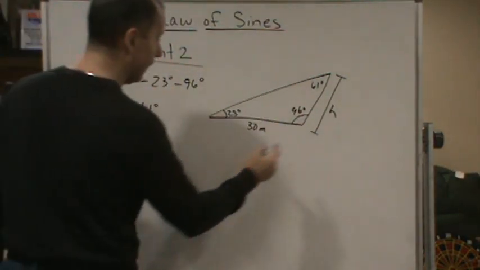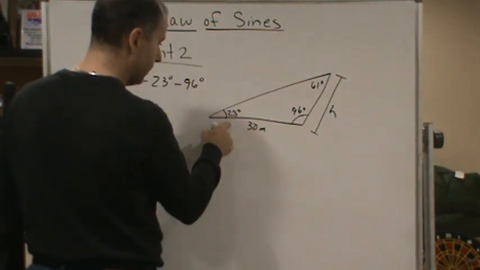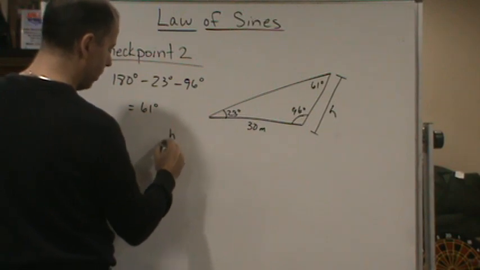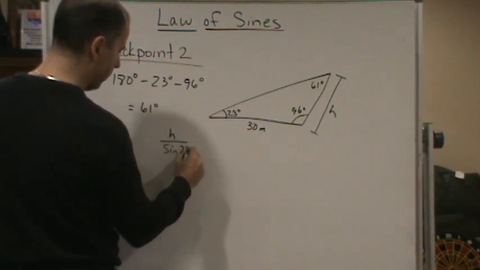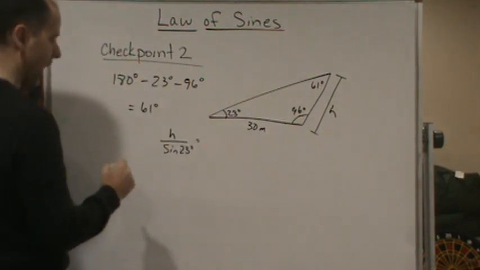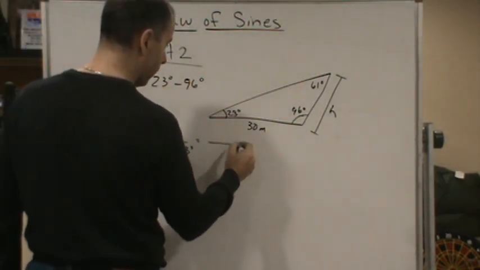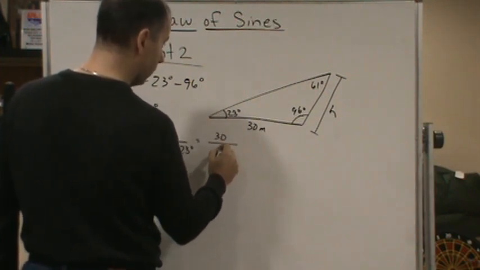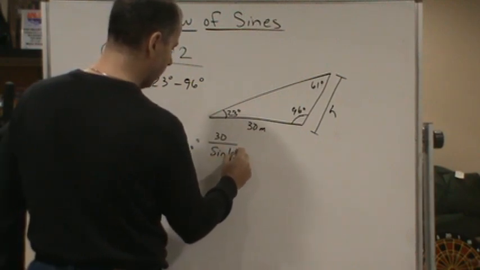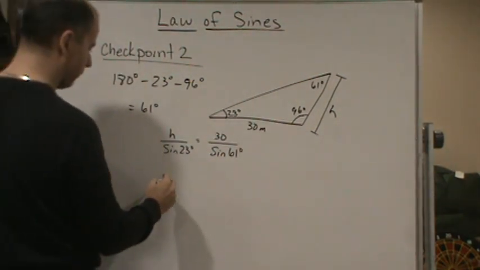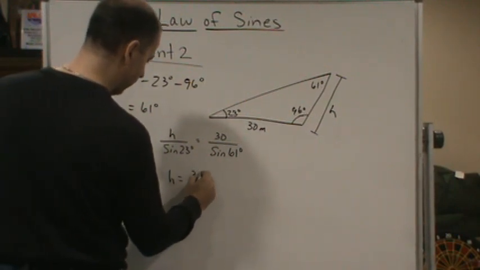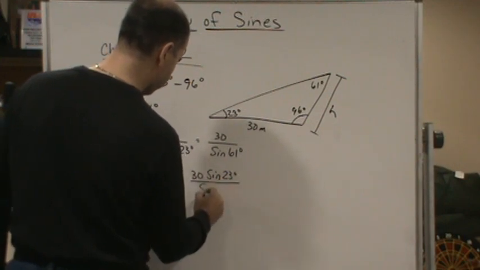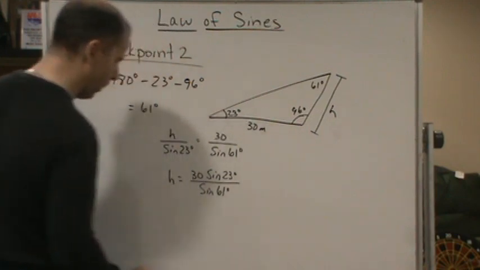And so now we need to find h. H is opposite this 23 degrees here. Okay? So let's do h over sine 23 degrees, and that has to be equal, by the law of sines, to 30 over sine of 61 degrees, right? So now we can solve for h. So h is going to equal 30 times the sine of 23 degrees over sine of 61 degrees.